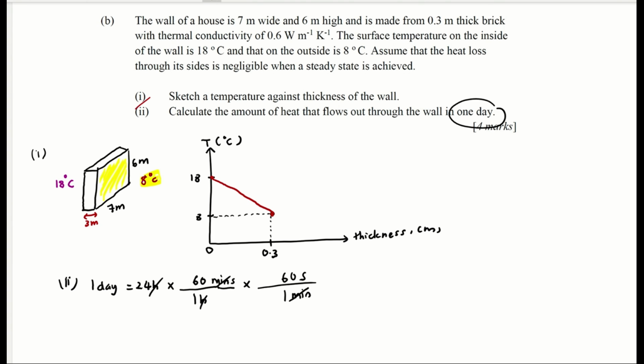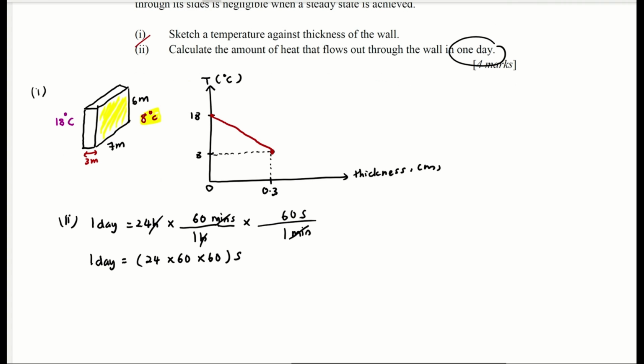So 1 day is equal to 24 times 60 times 60 second. Awak kira lah tu berapa. Alright, so we want to calculate the amount of heat, bukan the rate of heat transfer. The amount of heat means that we want to calculate Q.